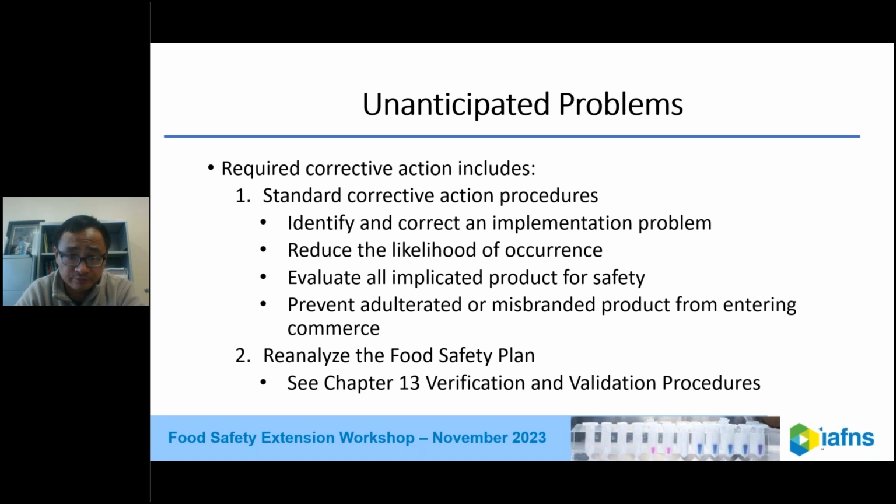So what we should do is identify and correct the implementation problem. Same thing, you need to reduce the reoccurrence. You need to evaluate all implicated product. Is it safe? Prevent adulterated and mislabeled products from going to the commercial market. Now, how we should reevaluate the food safety plan is not going to be covered today, because Chapter 13, verification and validation procedures, will talk about the details. And I hope sometime later we could talk about the details of re-analysis of the food safety plan.